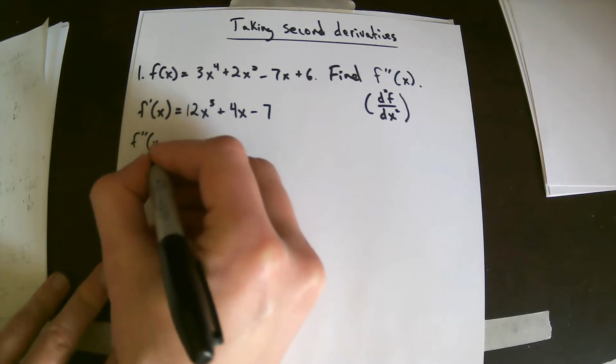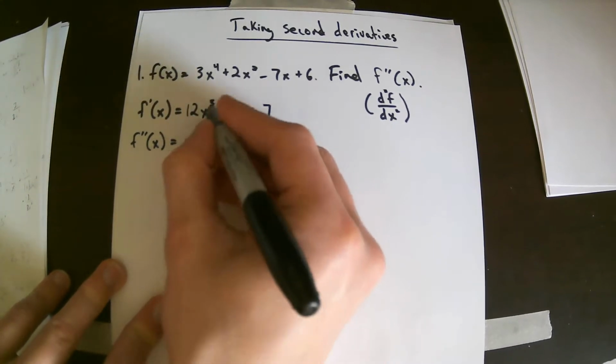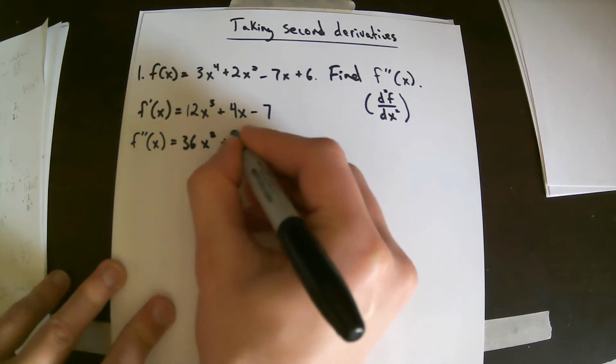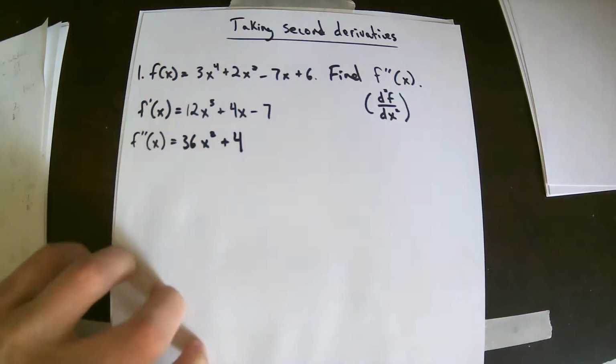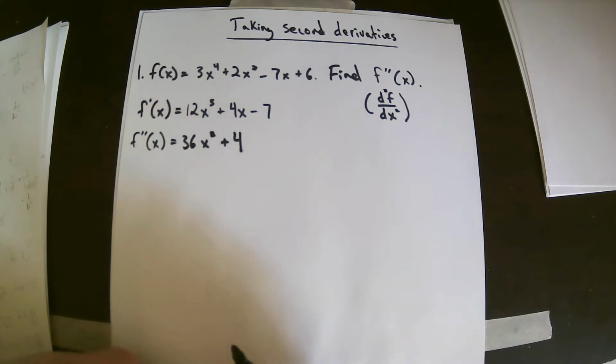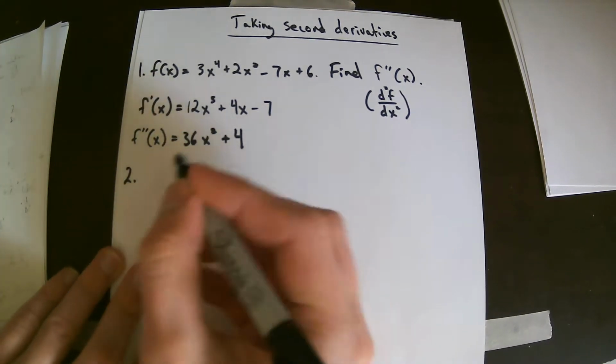And then the second derivative, now I just take the derivative of this new polynomial. So I'm going to drop the 3, I'll have 36x squared plus 4, and that's it, because now this 7 goes away. This is it. That's the second derivative. Okay, let's move right along.